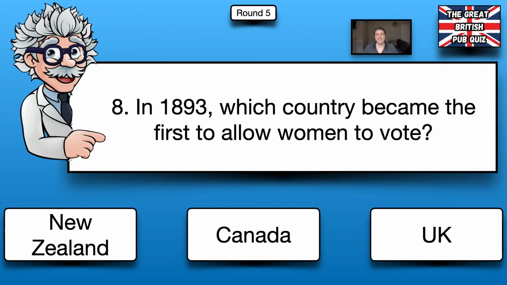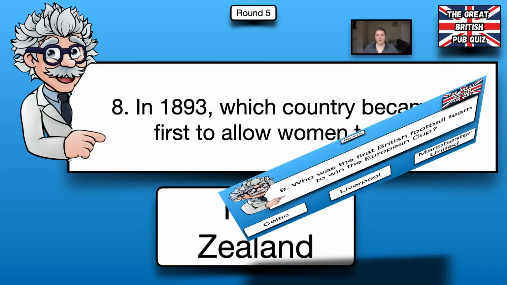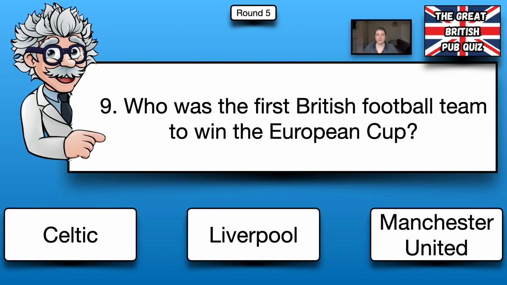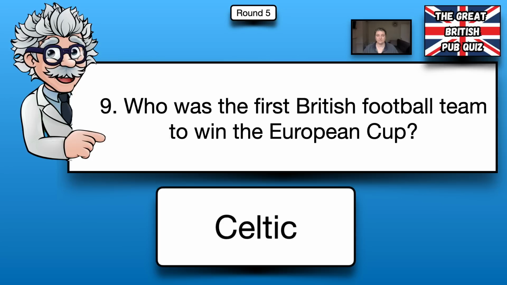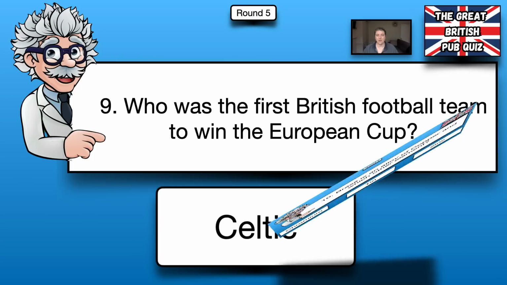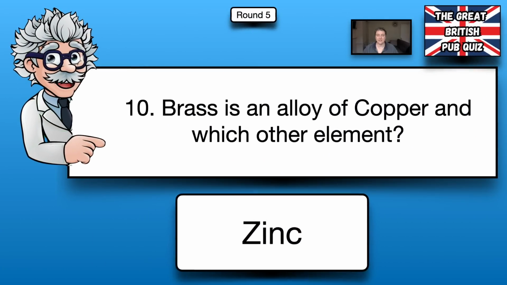Number 8. In 1893, which country became the first to allow women to vote? New Zealand. And number 9. Who was the first British football team to win the European Cup? Celtic. Number 10. Brass is an alloy of copper and which other element? Zinc.